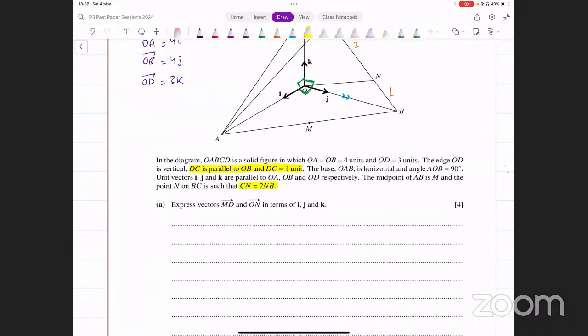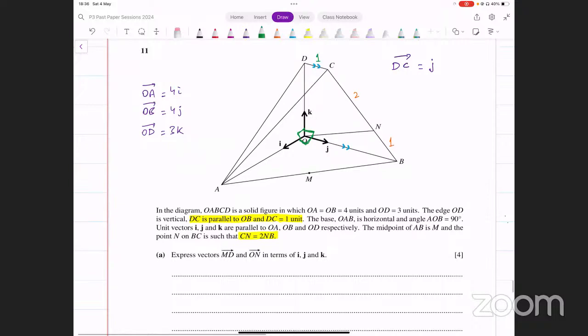Okay, now how do you find these vectors? One vector that you have to find is vector MD. So you have to start at M and end at D. So from M, we have to go to the point D. Let's find a path on the diagram on which we know some vectors.